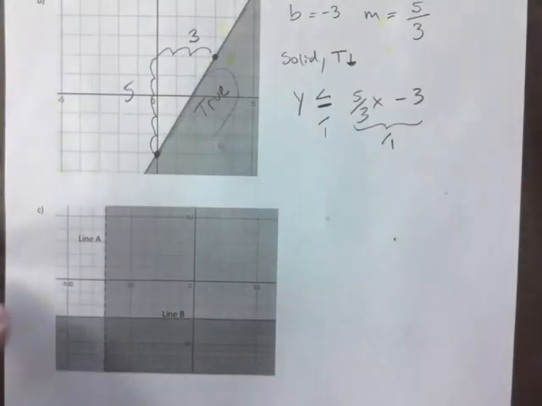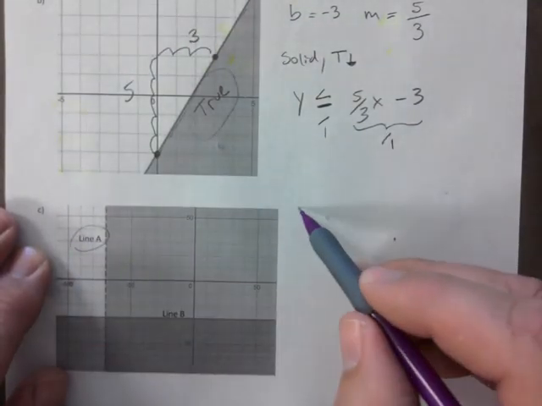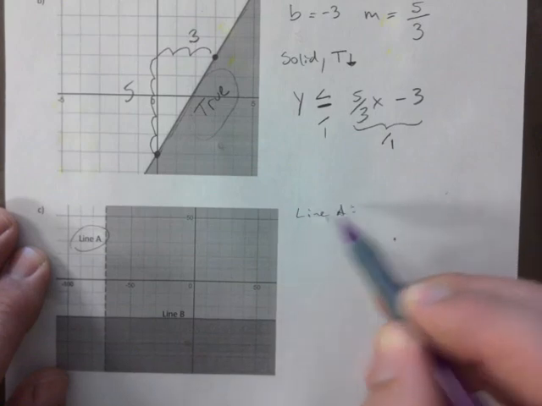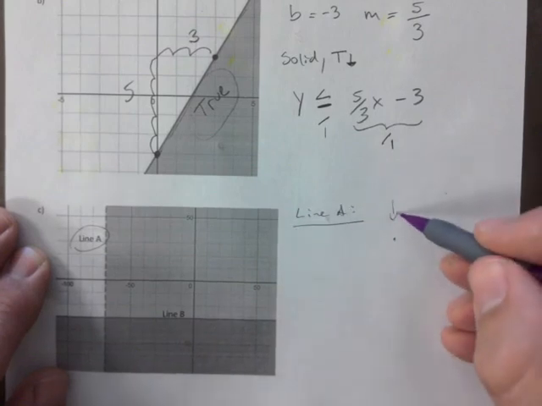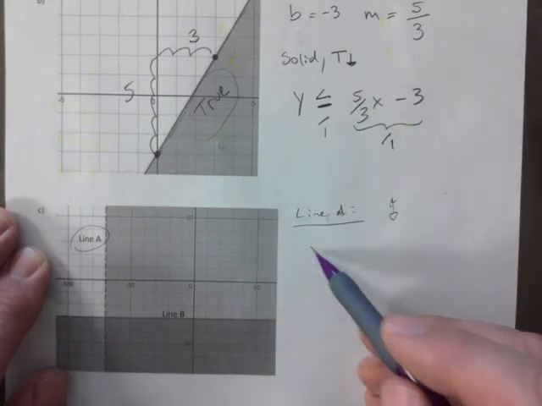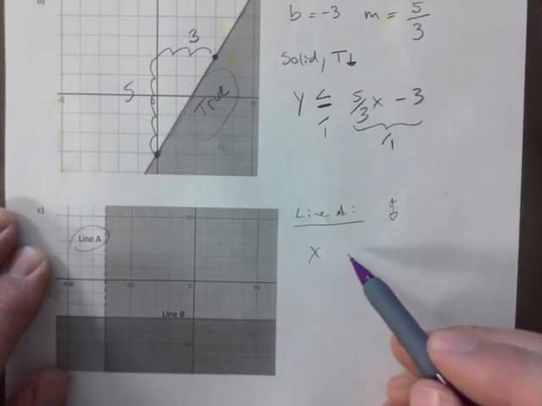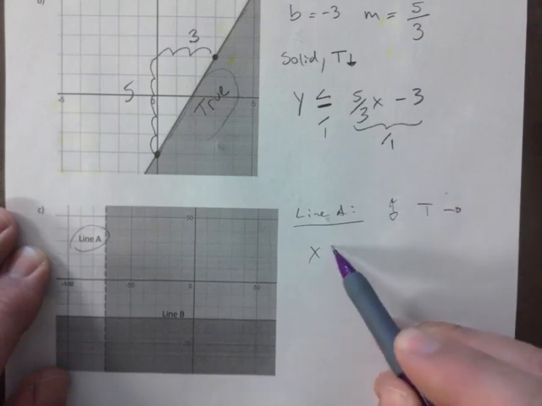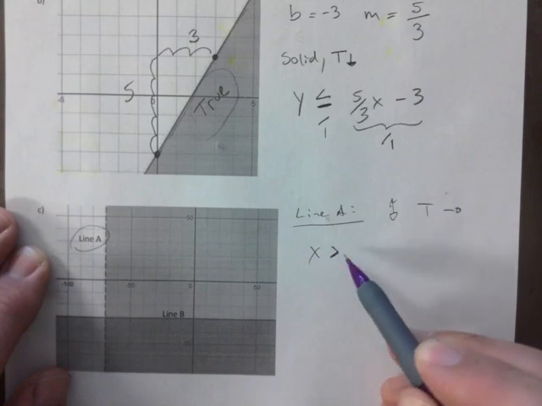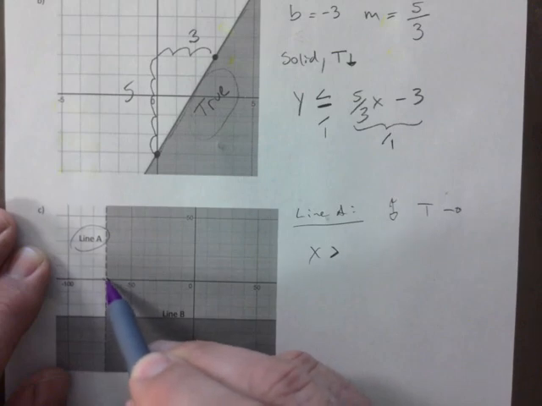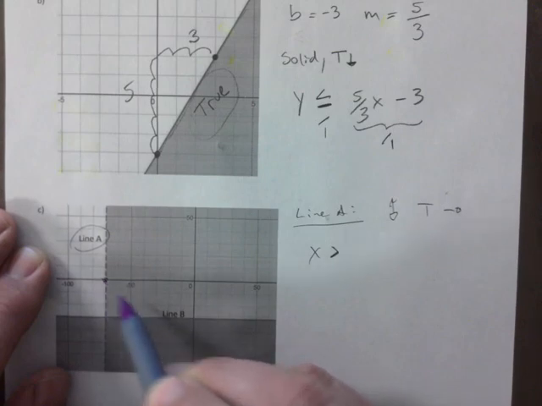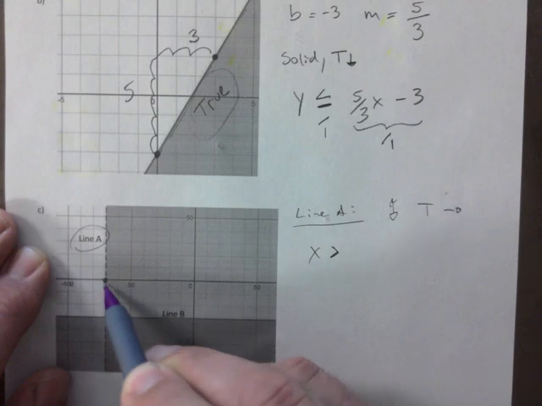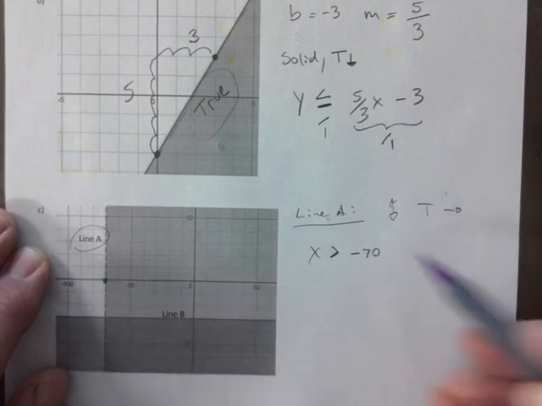And two special cases. Let's do line A first. It's a vertical, so this would be just x. The true region is to the right. That means it's going to be greater than, but not equal to, because it's dashed. And then just go look up the value. This is going to be negative 70, if this is 50, 60, 70. This is all or nothing.